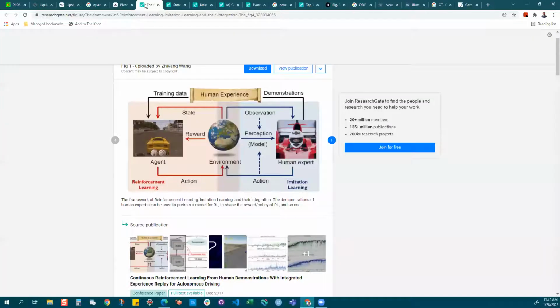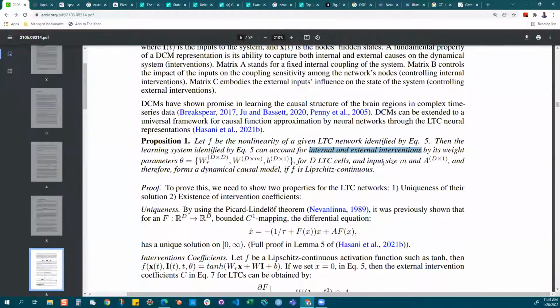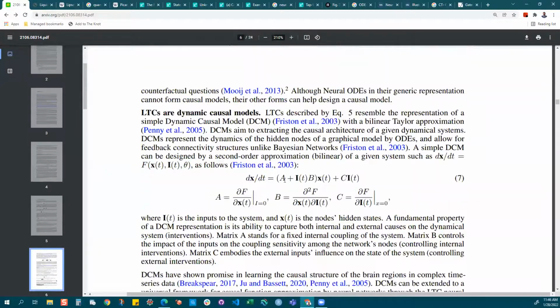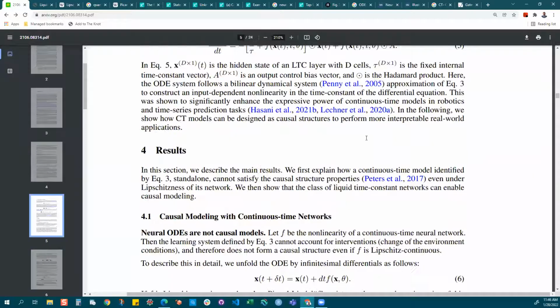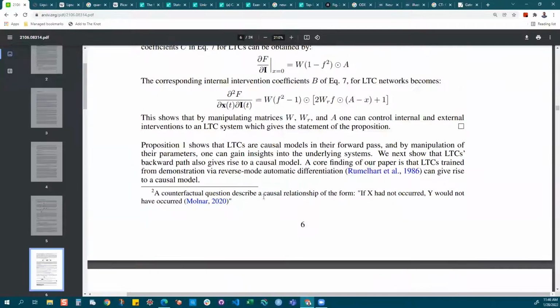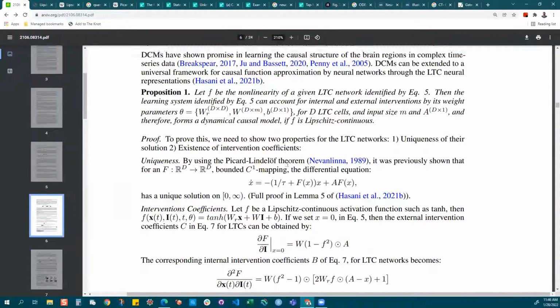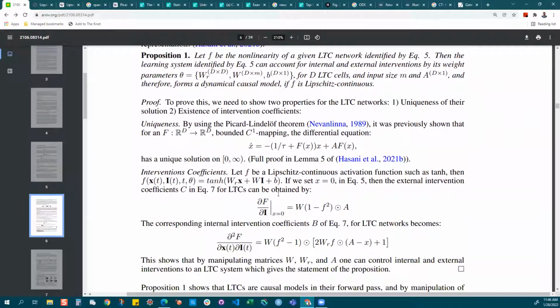It was in one of the tabs. As we saw here, we have a treatment and an outcome. We have intervention, while its weight parameters theta have been captured in this equation. We have theta in equation 5 in the liquid time continuous network, for the cells and the input size m, and A being this matrix. It therefore forms a dynamical causal model if f is Lipschitz continuous. And then they also provide the proof here.